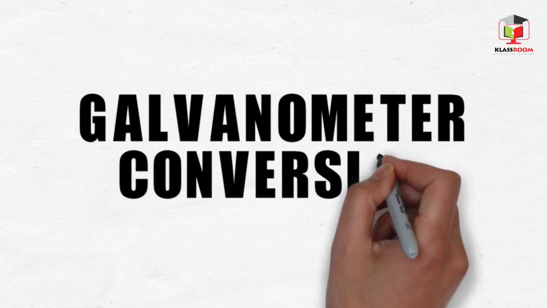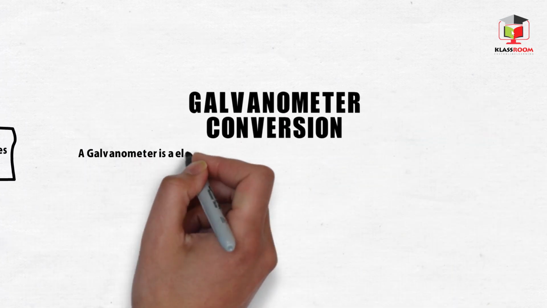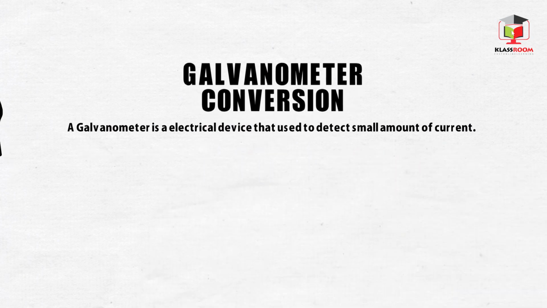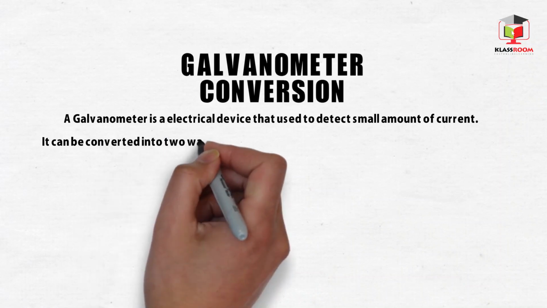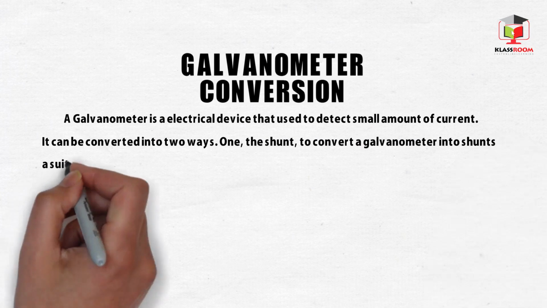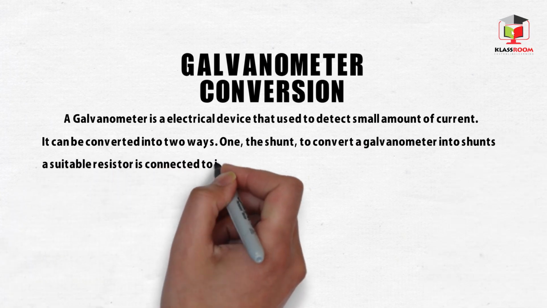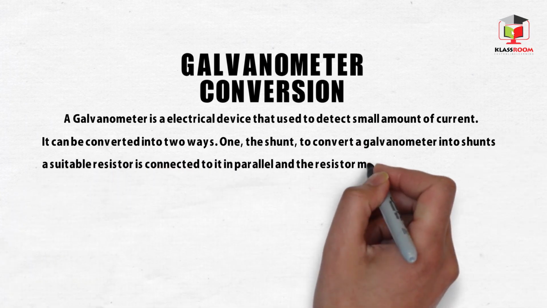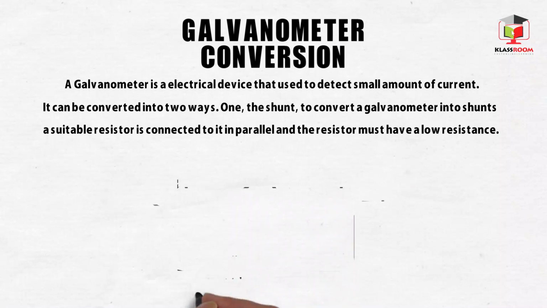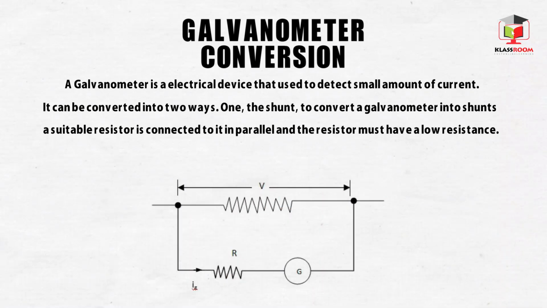Galvanometer conversion. A galvanometer is an electrical device that is used to detect small amounts of current. It can be converted in two ways. One, the shunt. To convert a galvanometer to a shunt, a suitable resistor is connected to it in parallel, and the resistor must have a low resistance. The conversion is expressed in the figure below.